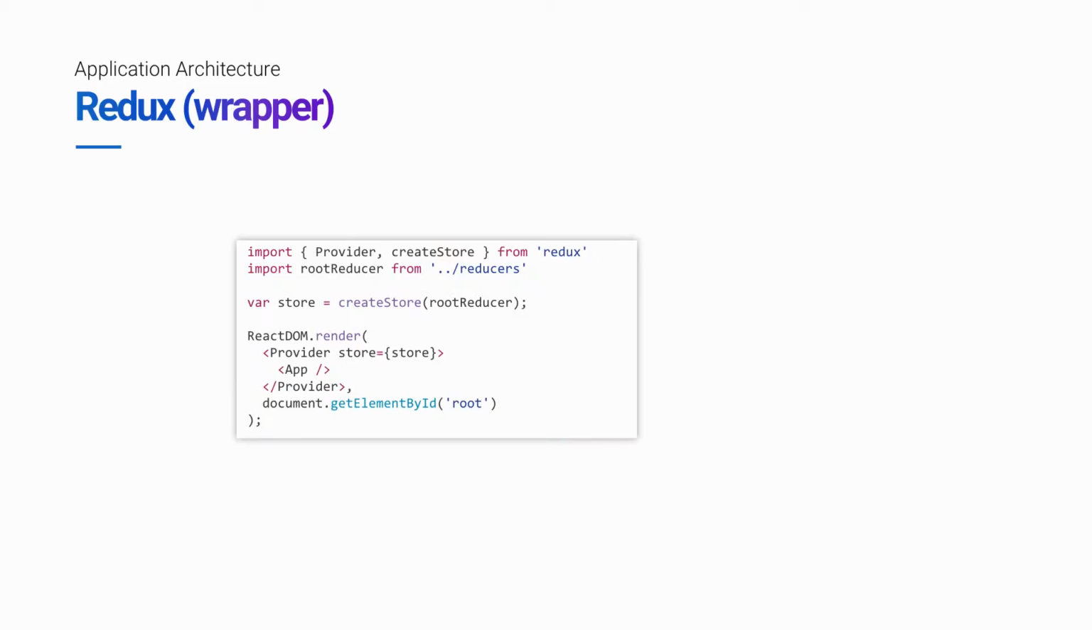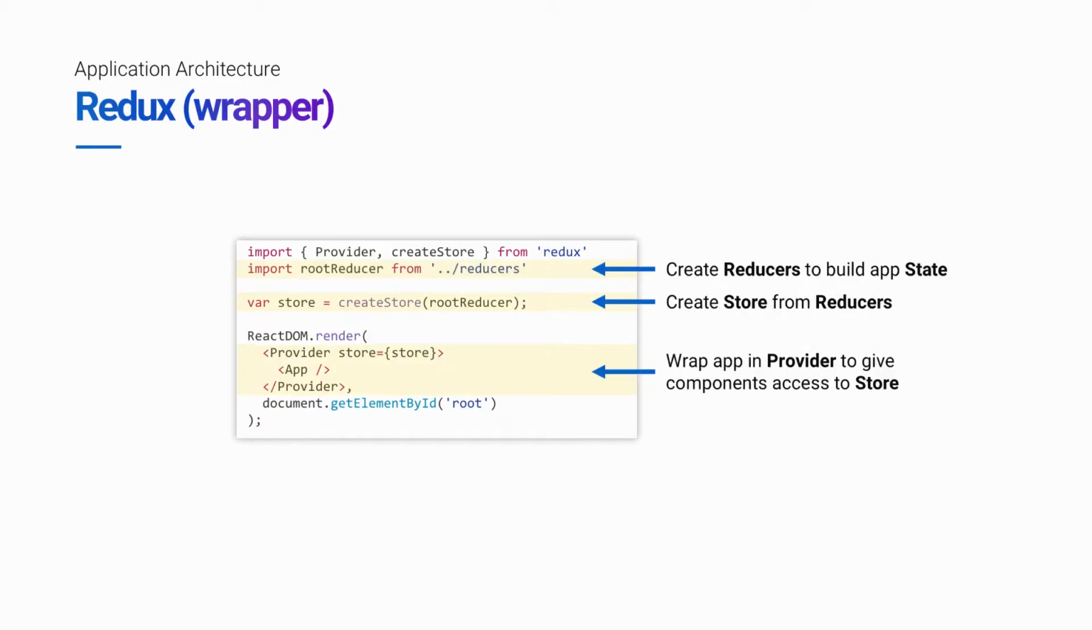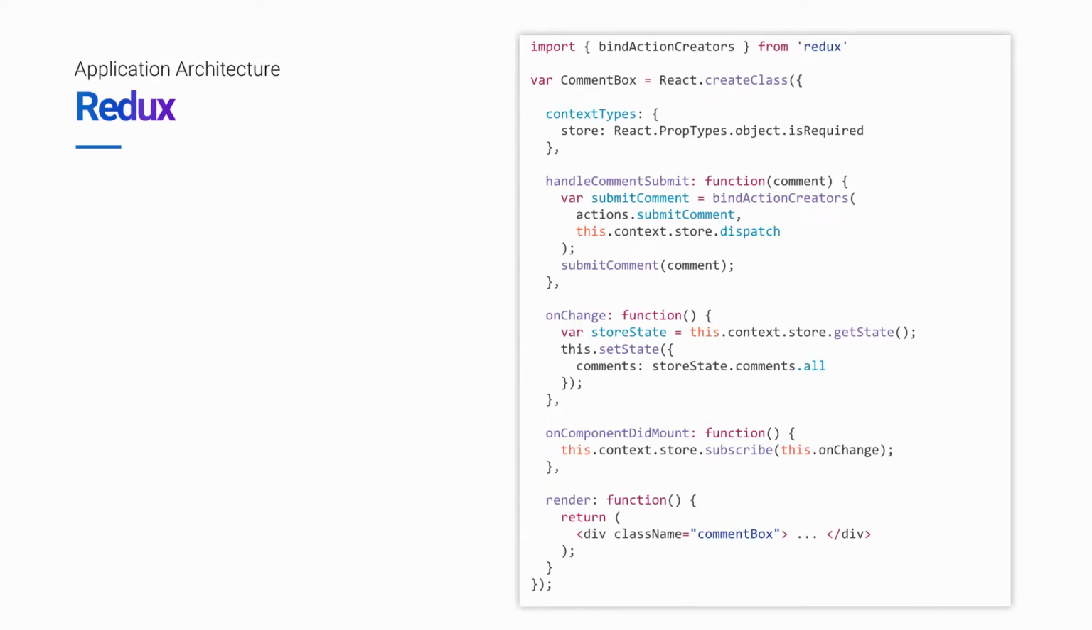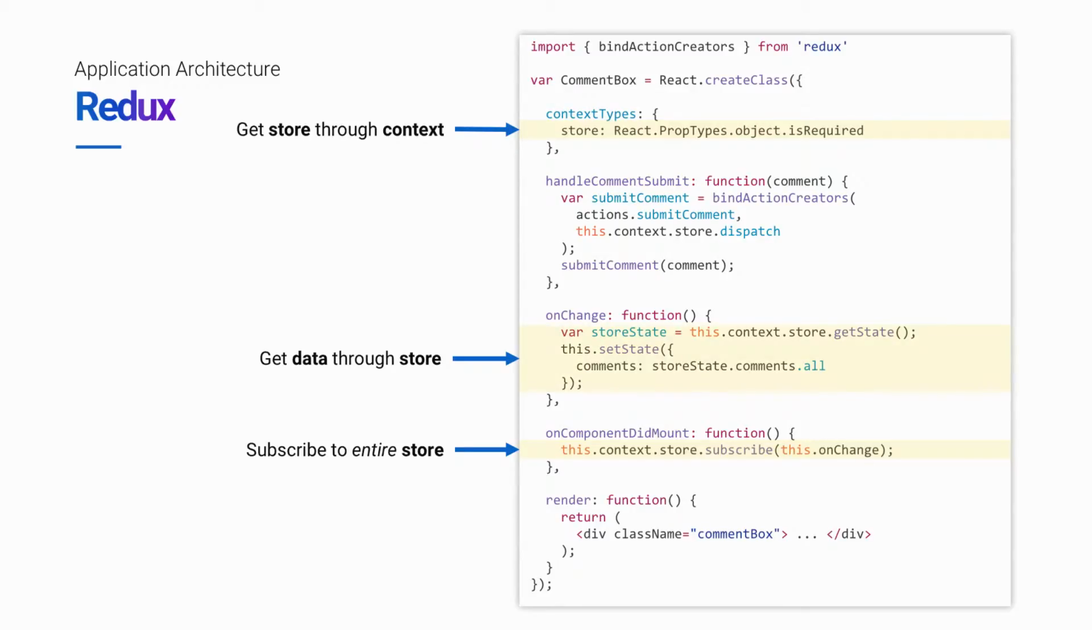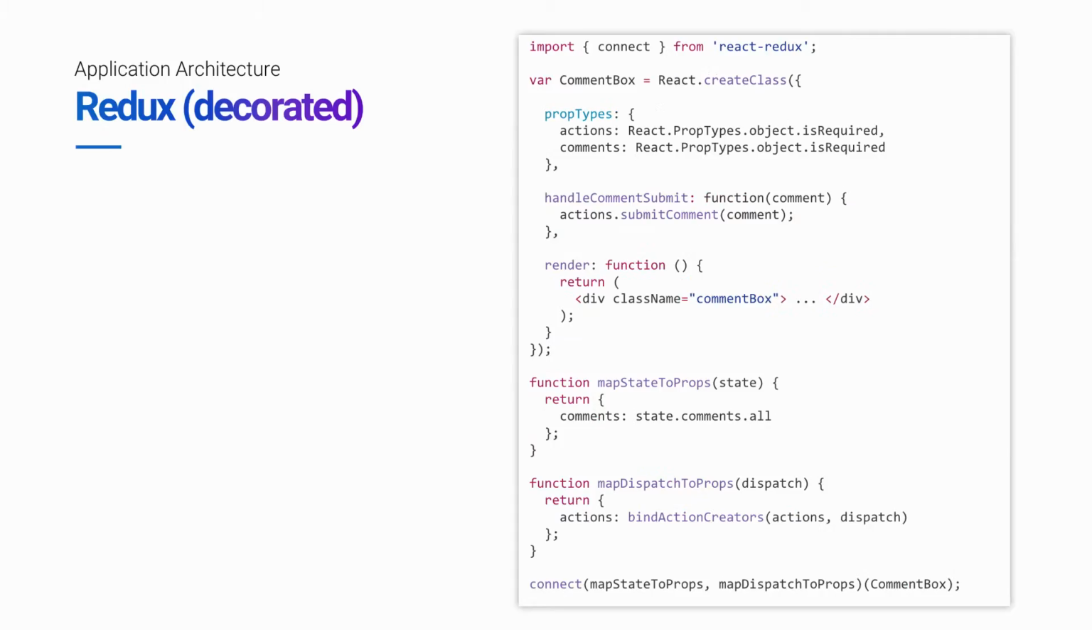So now if we go back to our React tutorial, we'll know that we should create reducers to build our application state. We should create a store from those reducers, and we need to wrap our application in provider in order to give our components access to the store. Then if we dive back into our component, we'll learn that we should access the store through context, subscribe to the Redux store to learn about state changes, extract the data we want from the store's state, and bind our actions to the store's dispatch method before we call them.